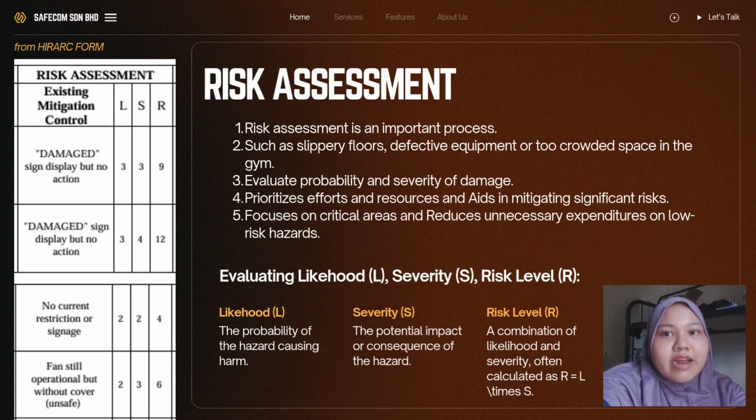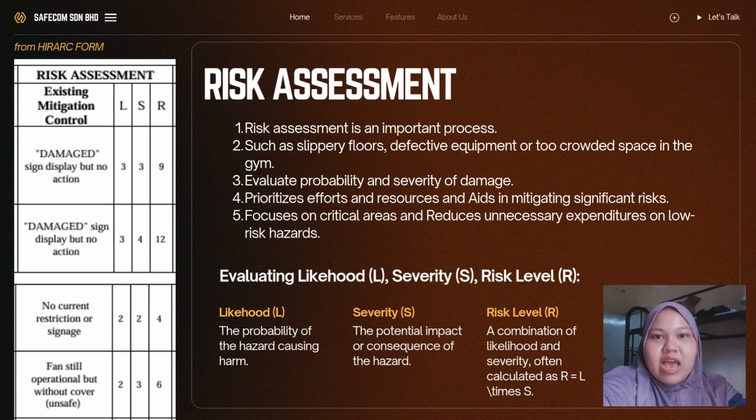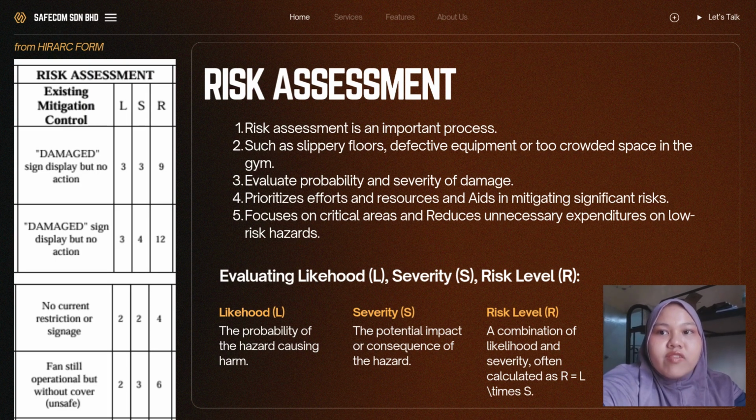It ensures that resources are allocated efficiently, focusing on areas that need the most attention and reducing unnecessary expenditures on low-risk hazards. In risk assessment, we have 3 evaluations: likelihood, severity, and risk level. Likelihood is the probability of the hazard causing harm. Severity is the potential impact or consequences of the hazard. And risk level is a combination of likelihood and severity, often calculated as R equals likelihood multiplied by severity.